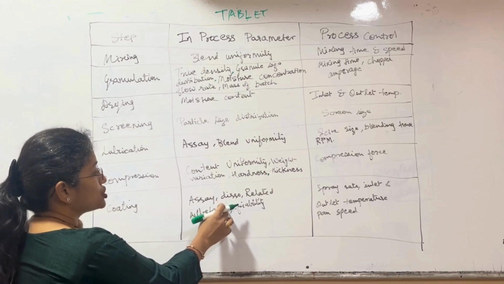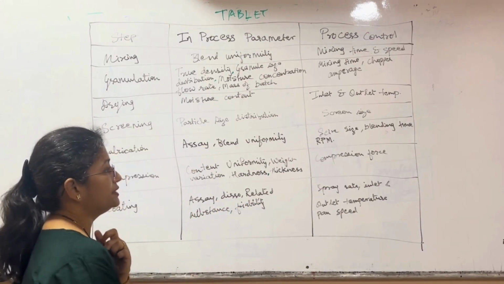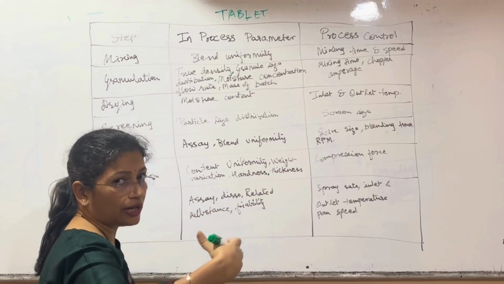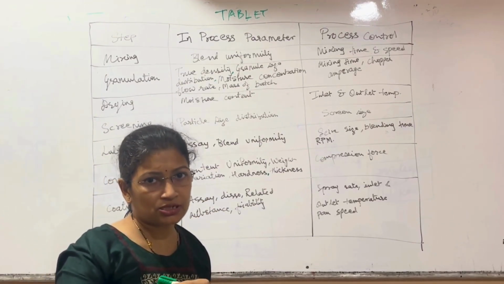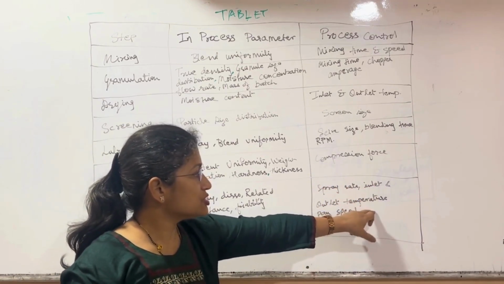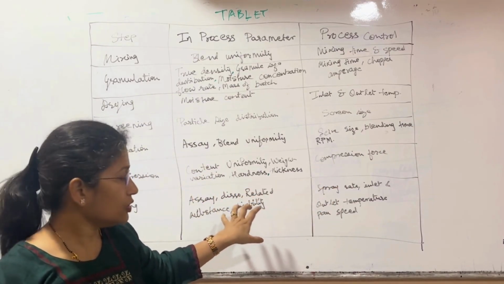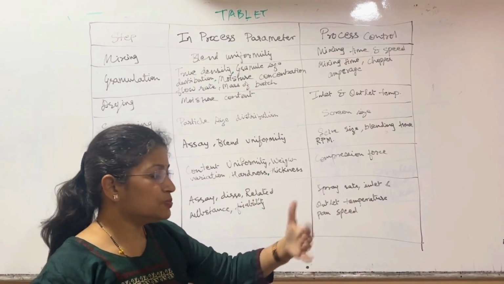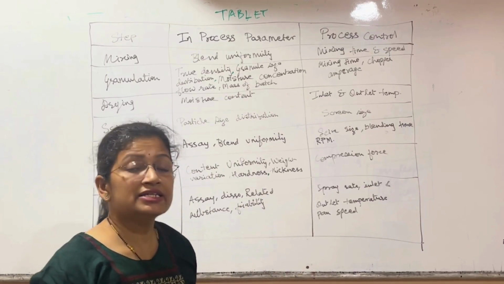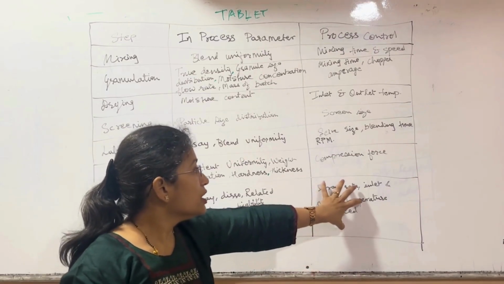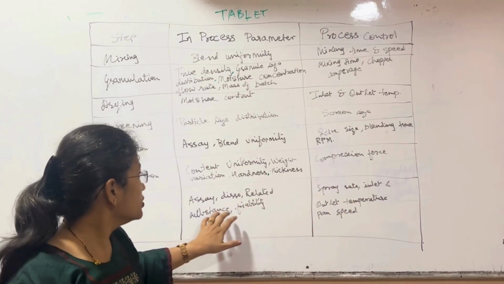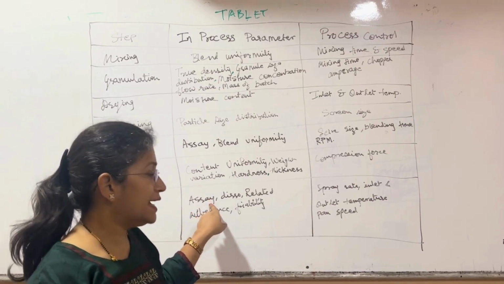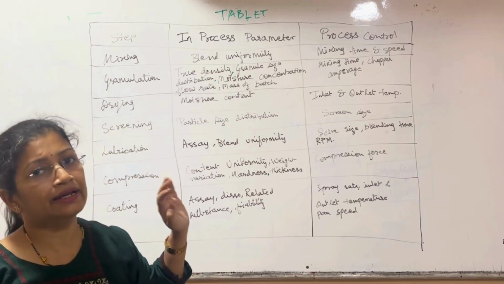Coating: assay, dissolution, related substance and friability. Spray rate, inlet and outlet temperature, pan speed. Spray rate because we don't want it to have more coating or, at the same time, lesser coating, and inlet and outlet temperatures. When it comes to temperatures, the excipients will have effect of temperature. Pan speed, more the speed it will not coat properly. Even when it is lesser speed, it will not coat uniformly. So these are the controls which we are going to check, and the tests we will be doing after our coating are assay, dissolution, related substance and friability.